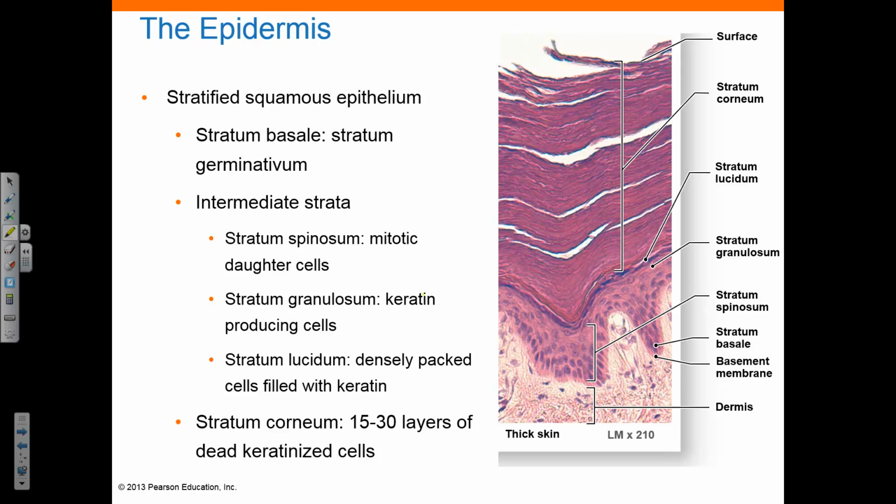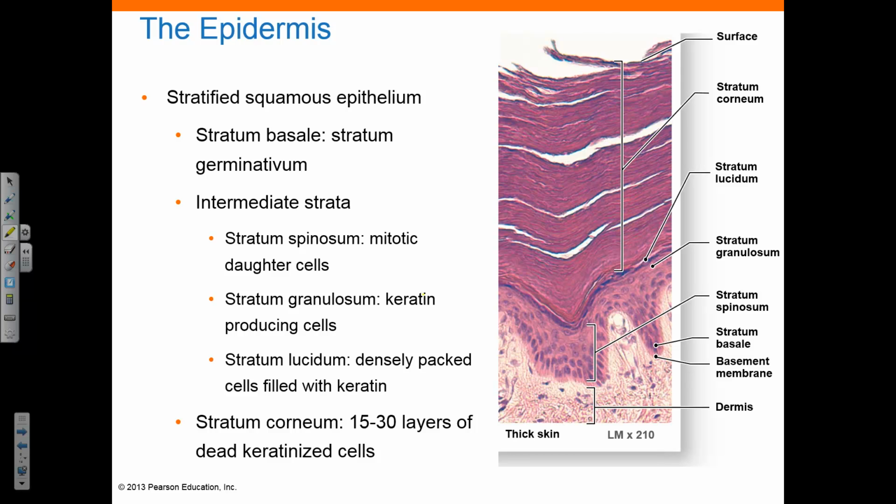These daughter cells take between 7 and 10 days to travel to the superficial layer of the epidermis. Melanocytes, the cells that produce melanin, are also found here. Melanin is a pigment that contributes to skin color. The intermediate strata consists of 3 layers that are superficial to the stratum basale.